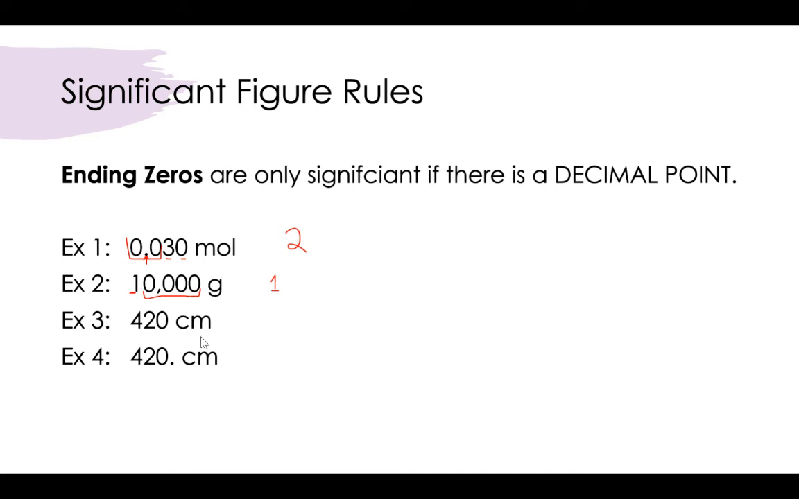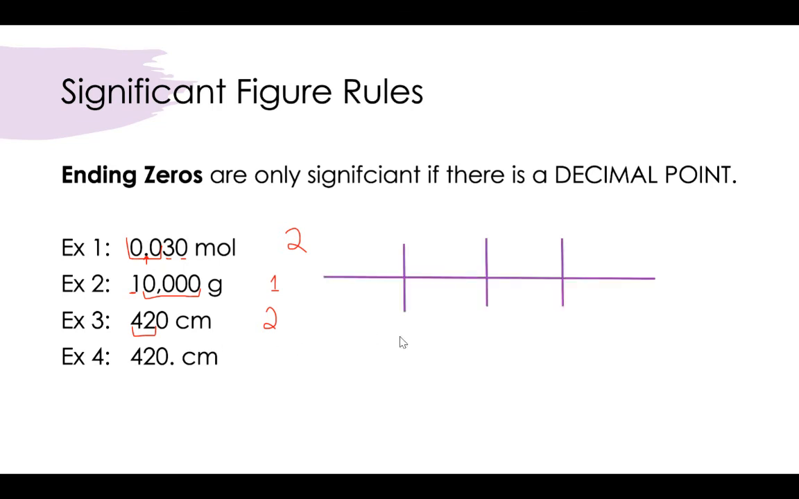In example 2 and example 3, this number looks very, very similar, and you might say it's the same number. It is not the same number in science and when we're taking a measurement. So in example 2, we have 420 centimeters with no decimal, which means that this just has 2 significant figures. That ending 0 does not count as significant because there's no decimal. So what does this mean?